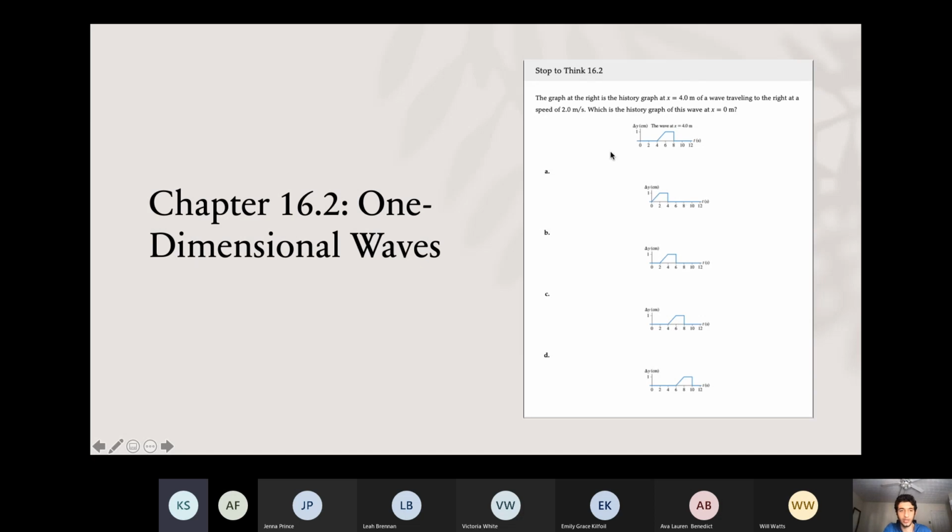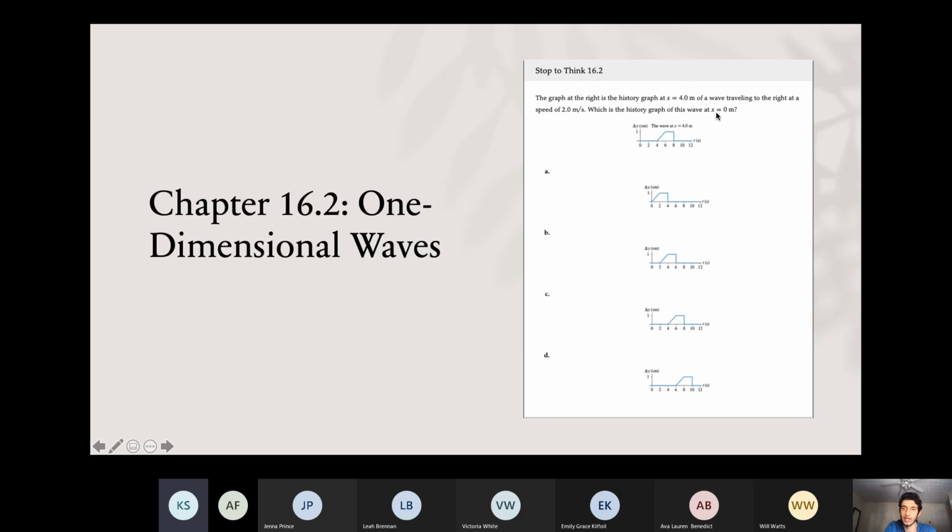So now let's look at this. The graph at the right is the history graph at x equal to 4 meters of a wave traveling to the right at a speed of 2 meters per second. What is the history graph of this wave at x equal to 0 meters? We do know that the wave moves to the right, so over time it should move to the right.